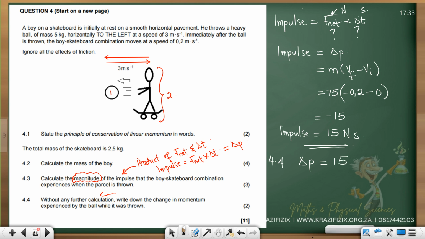But now, change in momentum. Momentum is what? Kilogram, mass, all right? And velocity, meters per second. Write down the change in momentum experienced. Are we on the same page? You see, without any further calculation. What's the final velocity? 3, initial velocity is 0, so it's positive because it's moving to the left. Guys, are we okay? We're done with that question. Make sense? Let me know if there's any part that is not making sense.